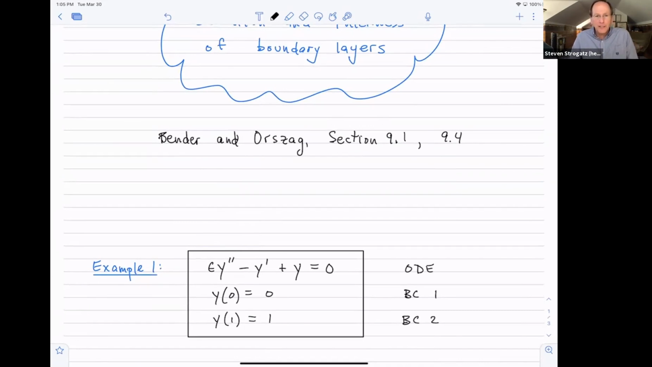I have written it out partially ahead of time just to save some time here. So here's our question. We've got a differential equation, which we could solve exactly, but we're not going to. We're going to just pretend we can't, and we're going to approach it with boundary layer techniques. So we've got this epsilon y double prime, the small epsilon multiplying the highest derivative as typical in these boundary layer problems. Then some linear terms, minus y prime plus y equals 0. And I've got two boundary conditions. y of 0 is 0, y of 1 is 1.